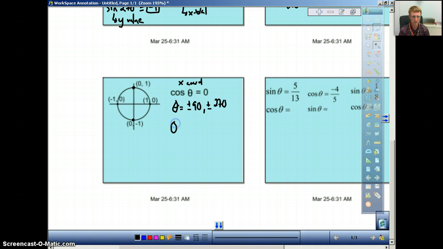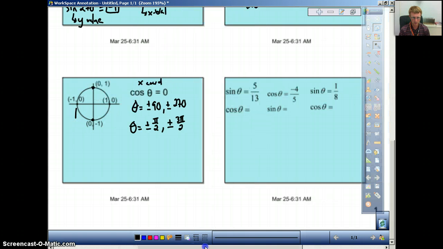If we do it in radians, we say plus or minus pi halves, and then plus or minus 3 pi halves, and again, you can keep going from there. On these ones, we're not adding 360, you're adding 2 pi. Here, because we're only going half a circle, we're only adding 180, and we're only adding pi, because obviously a 0 shows up more than once. 0 shows up here, and it shows here. Okay? All right, next slide.